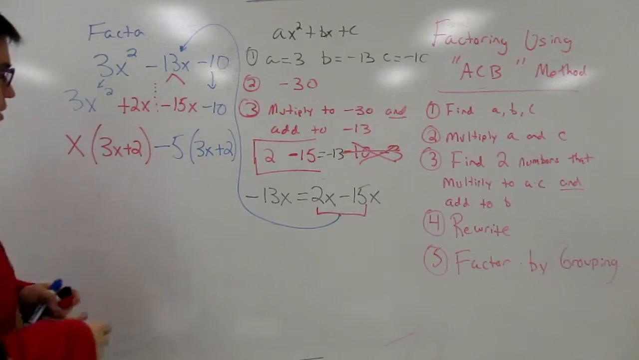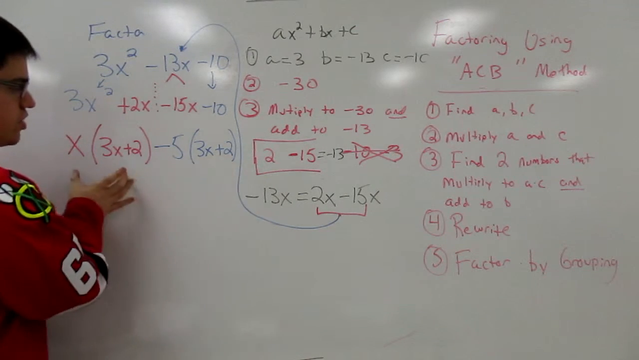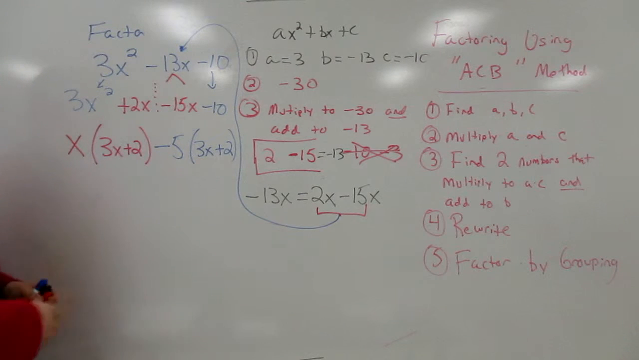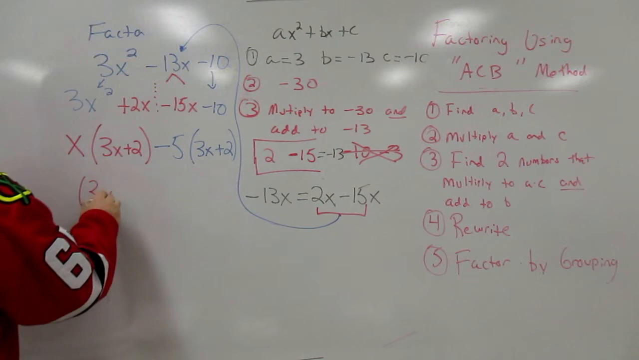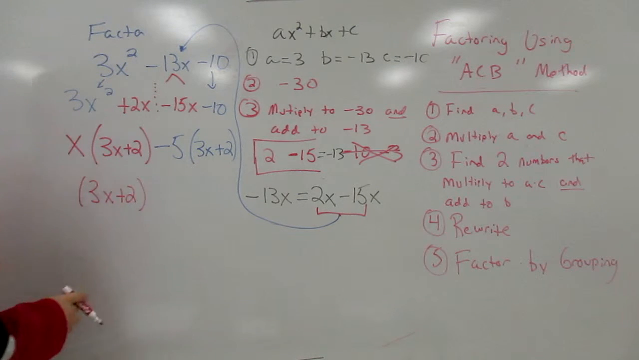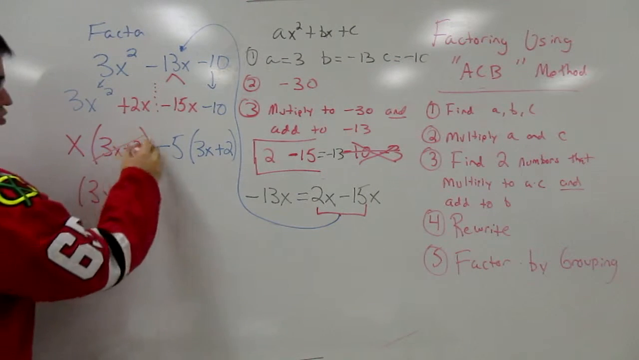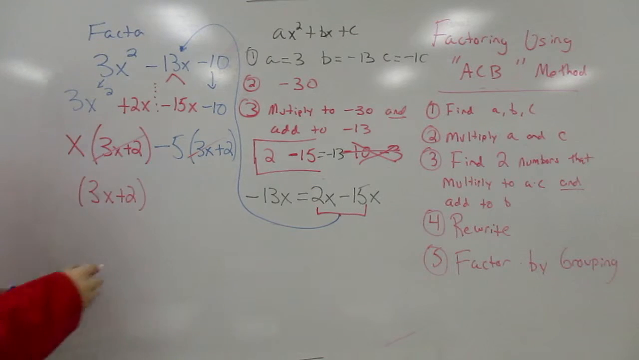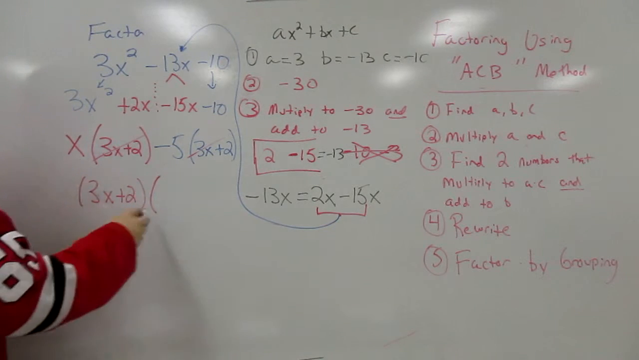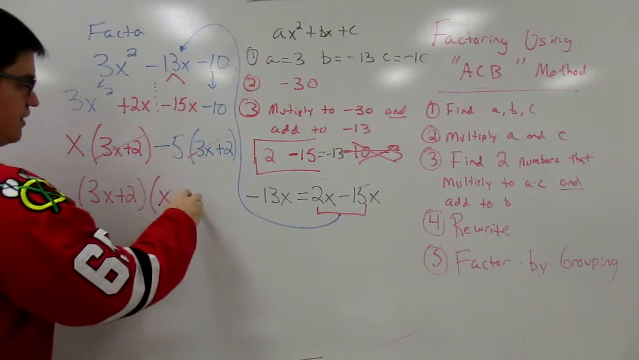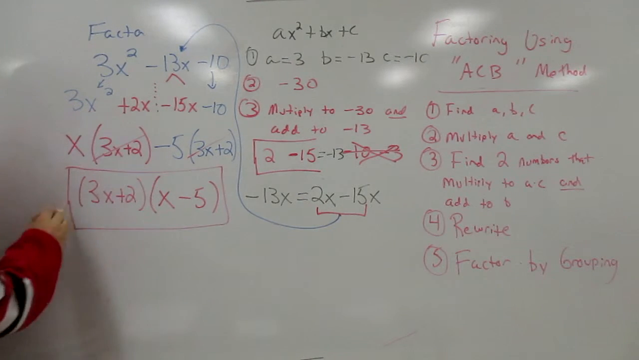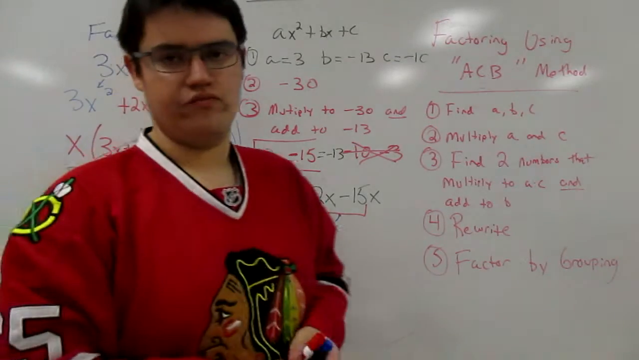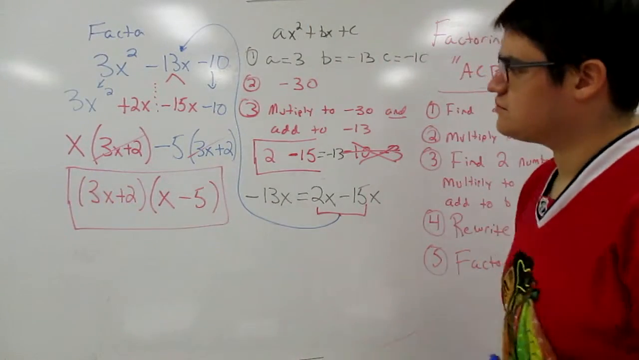And then with grouping, now we have these 2 terms. We see they share a 3x plus 2 in common, so I'll factor that out. Okay? And after you factor that out, what we're left with is x minus 5. And here you go. You just factored it using the ACB method.